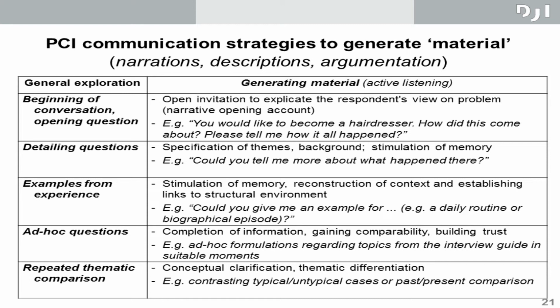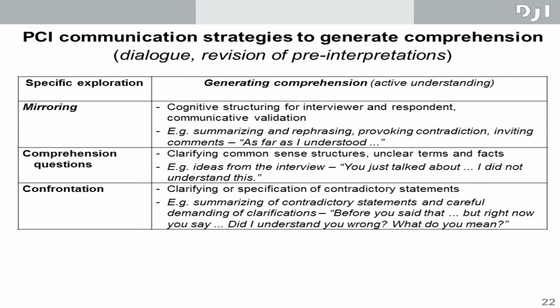All these strategies produce different types of text. You know the distinction between narrations, descriptions, and argumentations. And these strategies really produce all three sorts of types of text. And after or complementary to this general exploration, there are strategies of specific exploration that generate comprehension.